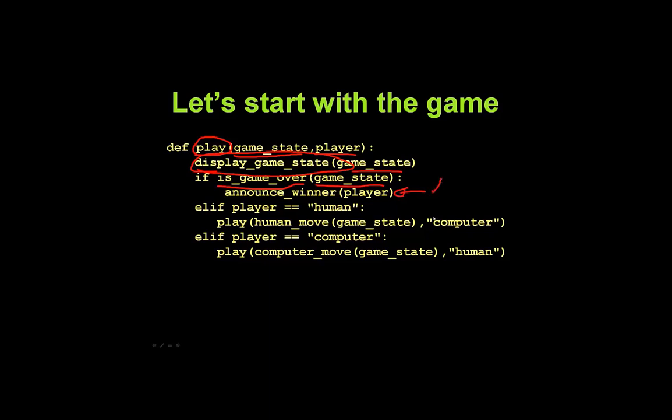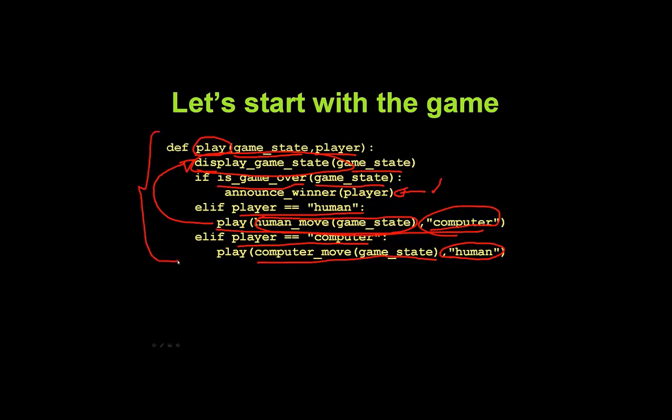Very simple. Now, if the player is human, you ask the human for a move. So it's actually this thing, you get a human to move. And then after that, you call play again, and now it becomes computer because it's the computer's turn. If the player is computer, then you get a computer to make a move, and you let the human go next. So that's it. This is essentially the game loop. This piece of code is sufficient for us to play this game.